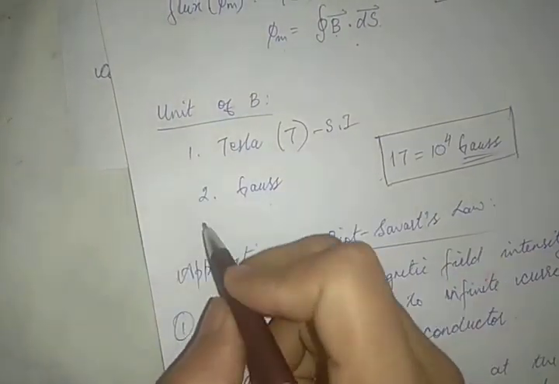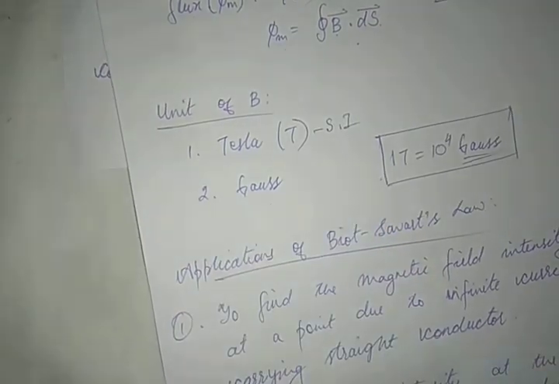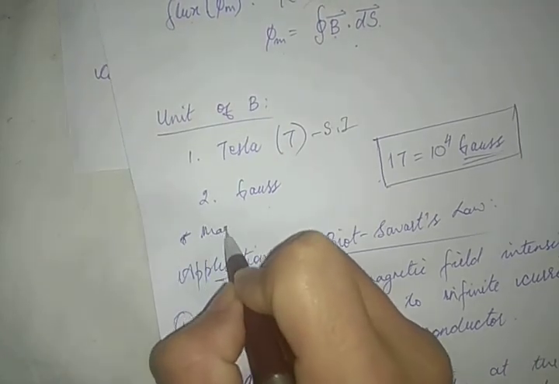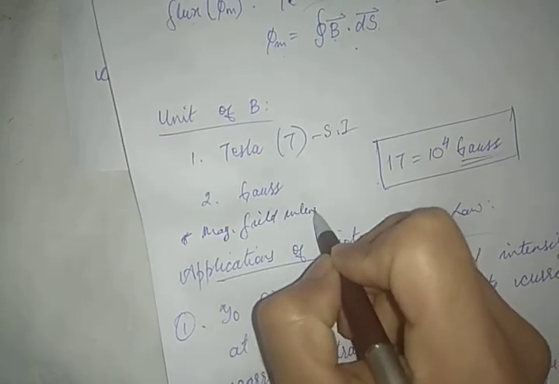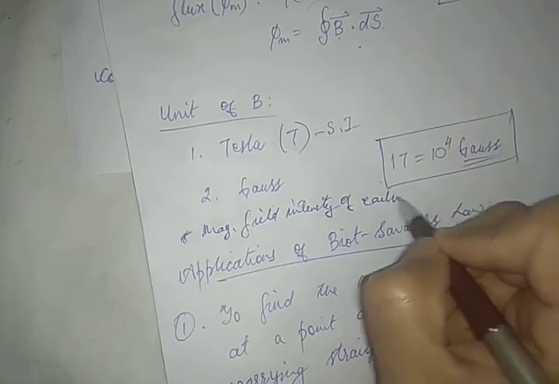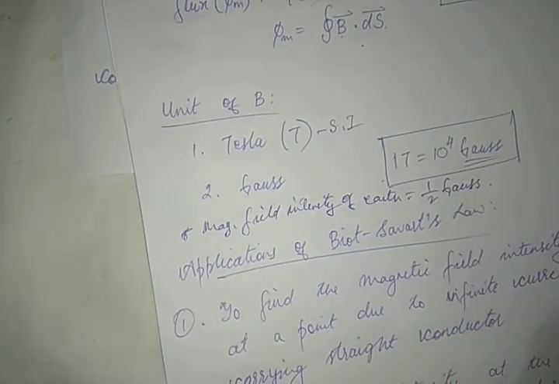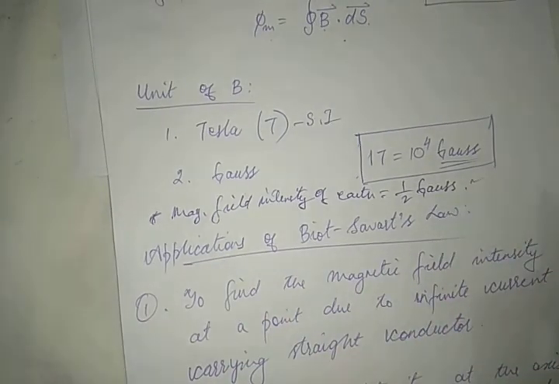Just to give you an idea about how large these units are, the value of magnetic field intensity of the Earth, remember Earth also is a huge magnet, the magnetic field intensity of the Earth is about half a Gauss. So Tesla is a big unit, remember.